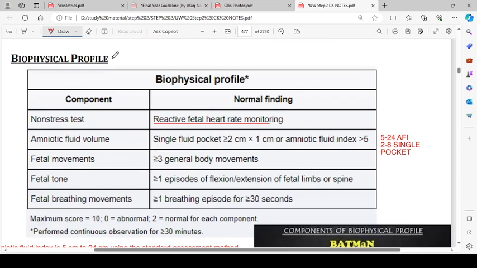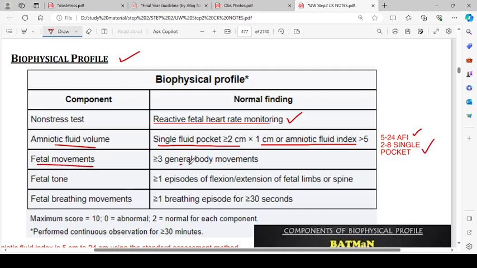Now let's talk about the biophysical profile. It is a method of assessment of fetal well-being. Non-stress test: reactive fetal heart rate monitoring. Amniotic fluid volume: a single fluid pocket more than 2 centimeters by 1 centimeter, or amniotic fluid index more than 5. The amniotic fluid index is 5 to 24, or a single pocket of 2 to 8 centimeters.